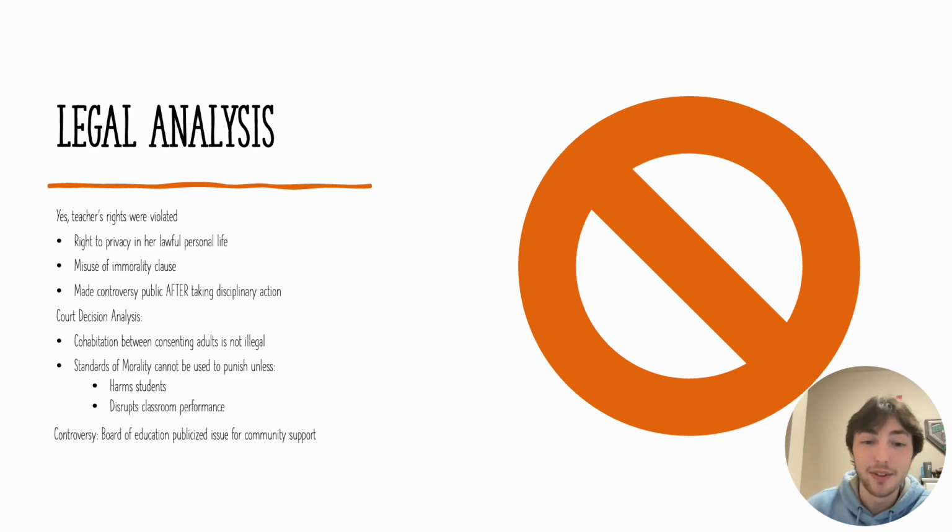It is perfectly fine to live with someone you're not married to. On top of this, when you're trying to punish someone on grounds of morality or immorality, there needs to be evidence, right? There needs to be evidence that either what they're doing is illegal, and if it is legal, then is it harming students in any way, and is it disrupting the classroom performance?